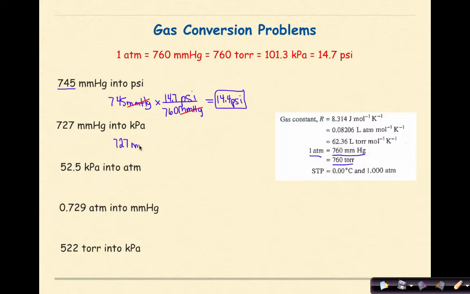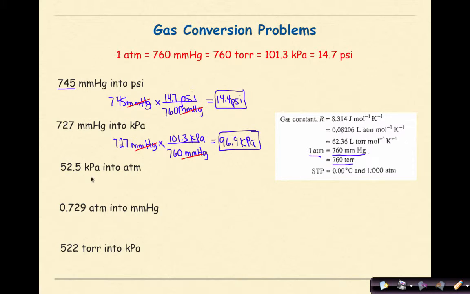727 millimeters of mercury converted into kilopascals. 760 millimeters of mercury is equal to 101.3 kPa. And if we cancel our units, millimeters of mercury cancels millimeters of mercury, and I work this out for an answer, I should get 96.9 kilopascals, kPa.